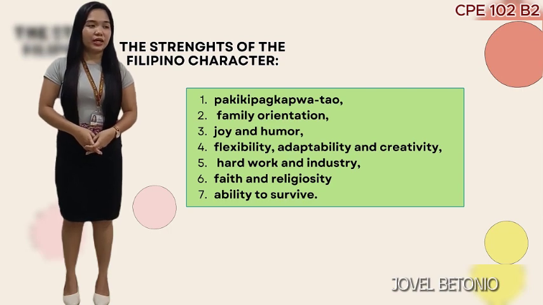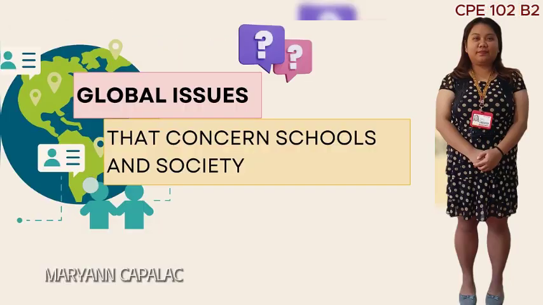The strength of the Filipino character. Number 1, pakikipagkapwa-tao. Number 2, family orientation. Number 3, joy and humor. Number 4, flexibility and adaptivity and creativity. Number 5, hard work and industry. Number 6, faith and religiosity. And 7, ability to survive.